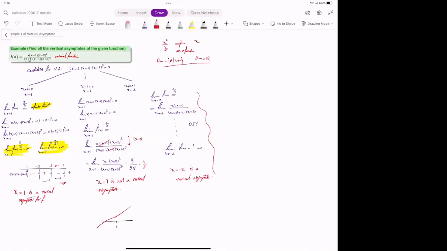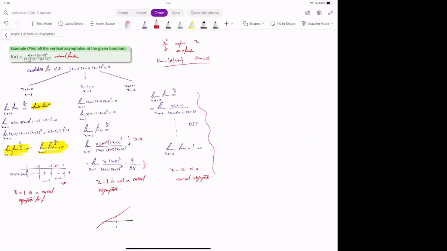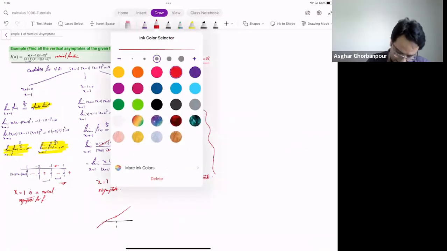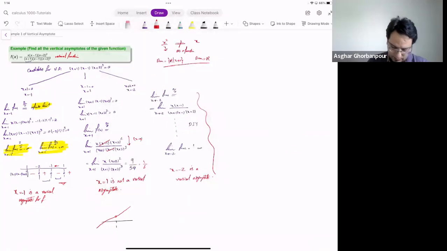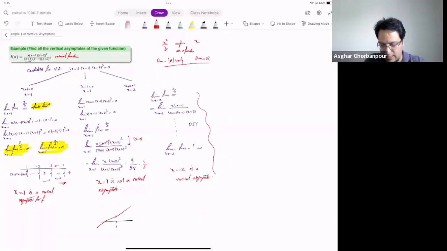Sorry, did you mean to write, for the first one, when you were looking at x equals negative 1, at the bottom you wrote x equals 1 as the vertical asymptote? You're right. I did mean to write negative 1. I get so excited when I do this kind of work. And yeah, you're right. So only x equal to negative 2 and x equal to negative 1 are the vertical asymptotes. Thank you. Okay.